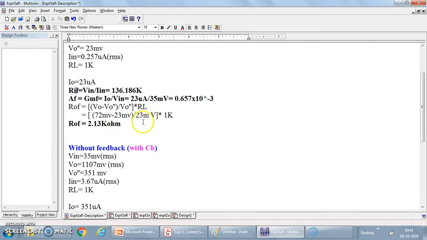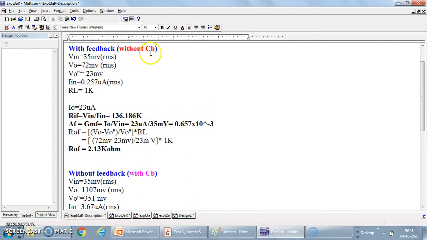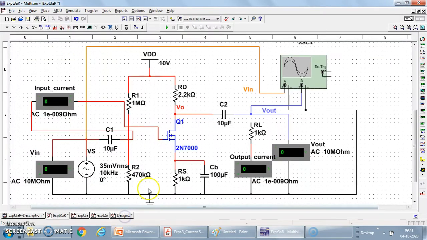So you can simulate the readings. With feedback means we just have to remove the bypass capacitor which is connected in the circuit. In addition, when you are measuring the values of V0 double dash and I0 in the circuit diagram, we need to connect this load resistance RL at this point, and then you will obtain these two readings, V0 double dash and I0. Other readings, input current and output voltage, simply V0, are taken without connecting the load resistance RL.